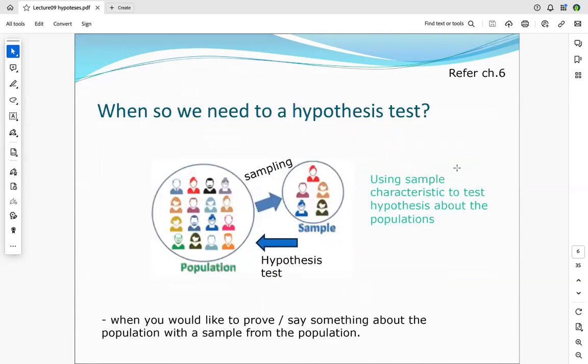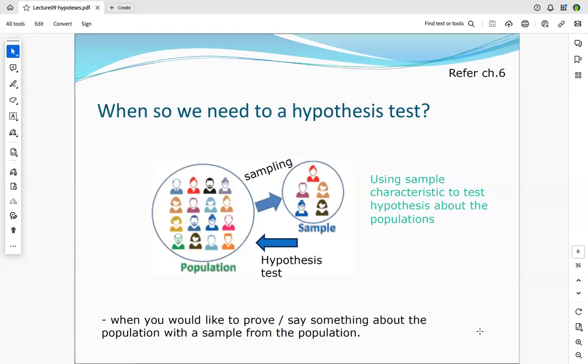When we need to do a hypothesis test, we are using the sample characteristic to test the hypothesis about the population. Imagine we have thousands of students in UMS, and I would like to know the feedback on the engineering statistics subject. So am I looking for the right sample to reflect the population feedback? That is important. Okay.